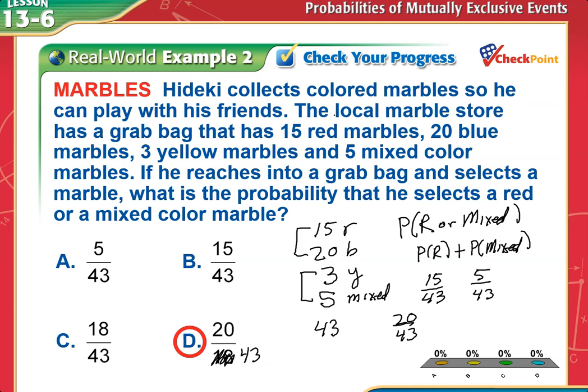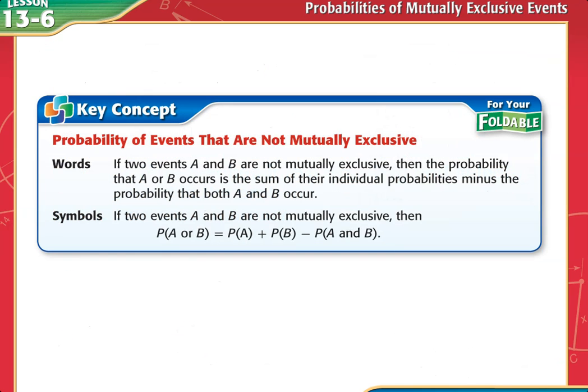All right, probability of events that are not mutually exclusive. So if two events have something in common, then you cannot find the probability of A or B just by adding up the two probabilities. You are then going to subtract out what they have in common. Okay, so here's an example using a chart.